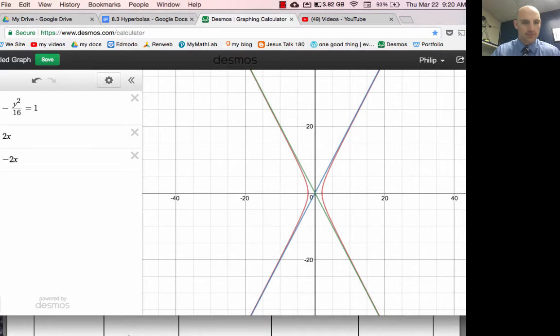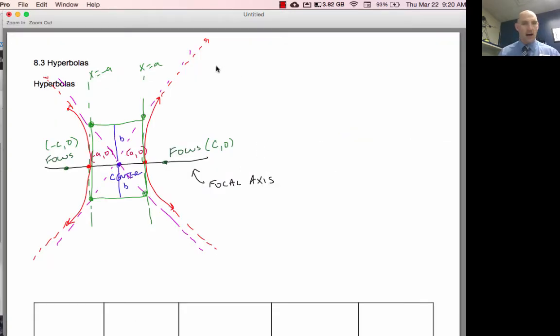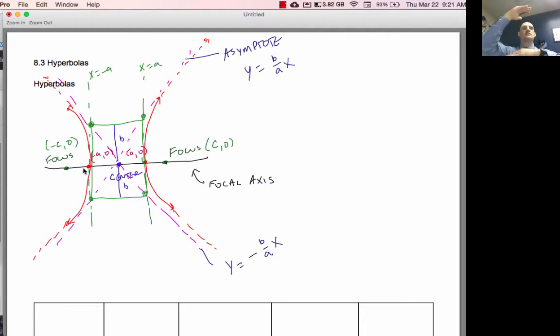Well, those asymptotes are going to be defined by this equation. Asymptote: y equals b over a times x. And this one over here is y equals negative b over a times x. That's why the distance b is important. Distance b, along with a, defines the slope of these asymptote lines. Okay? And so my x equals a and x equals negative a lines, that distance, and then my b distances give me the corners.